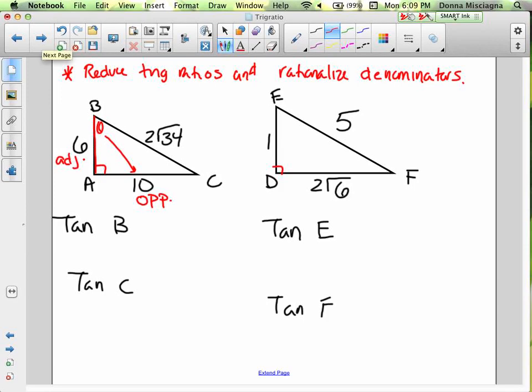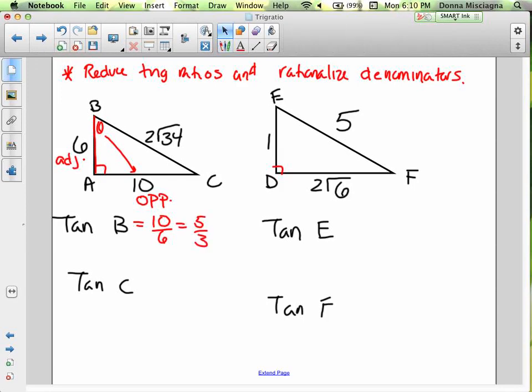So the tangent ratio for angle B is going to be 10 over 6. But that's not in reduced form because both of these are divisible by 2. So I could reduce that to 5/3. If angle C is the angle we're interested in, oops, these are connected. Now we're going to have a different opposite and a different adjacent.